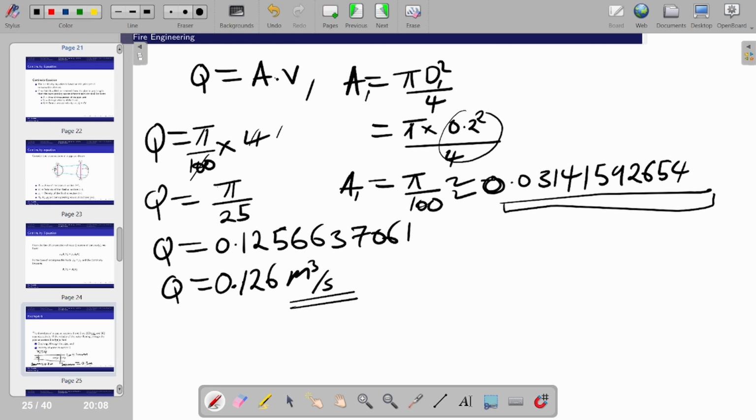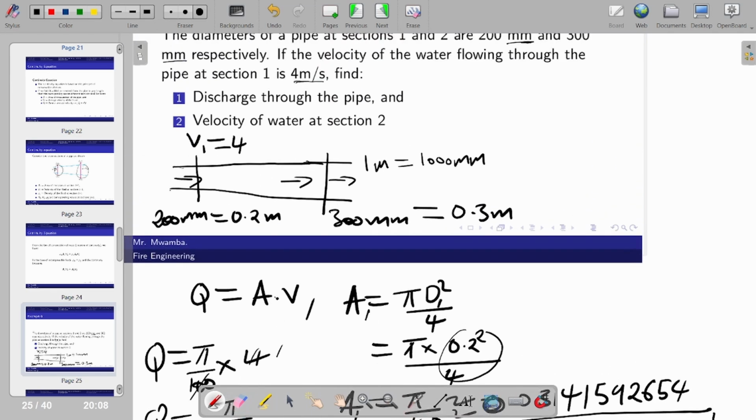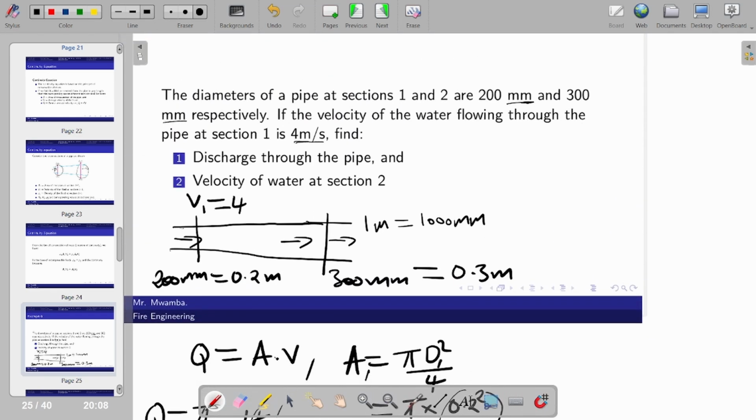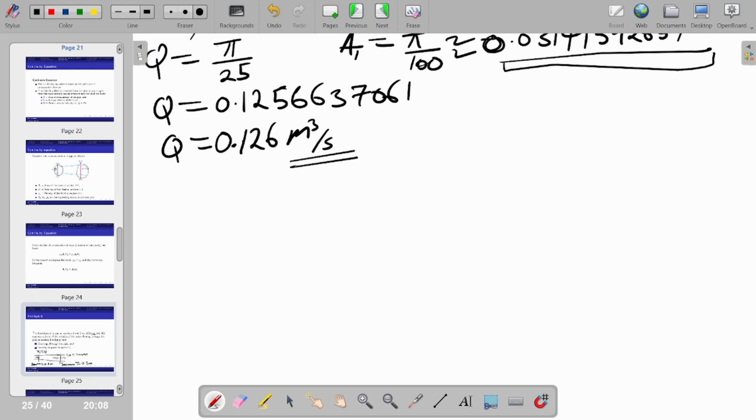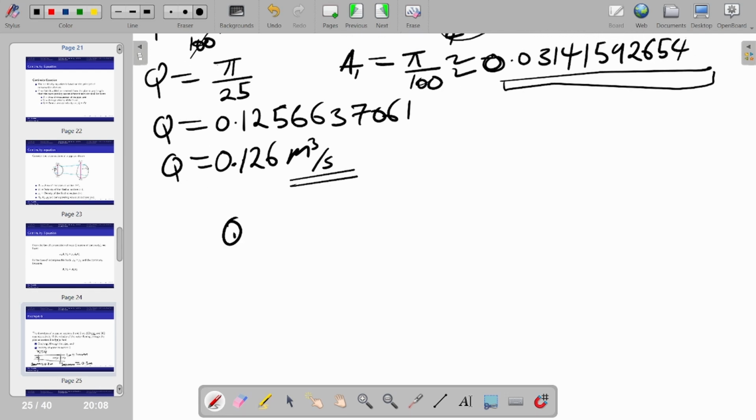That is discharge. So now the other part of the question is saying find the velocity at section 2. Remember, discharge at section 1 is equal to the discharge at section 2. At section 1 we have area at 1 times velocity at 1. At section 2 we have area at 2 times the velocity at 2. So we're being asked for V2.